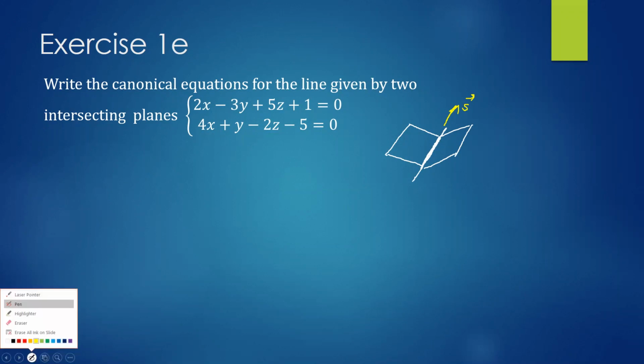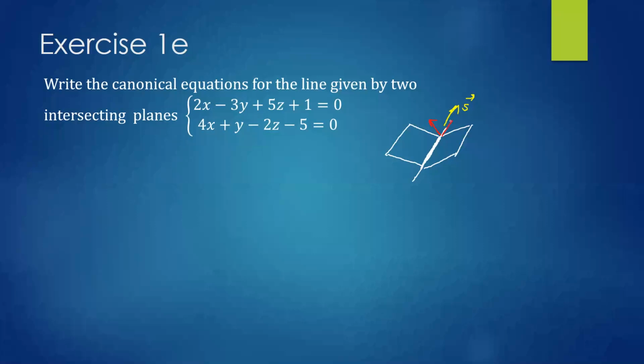Now, what I do have really from these equations are the two normal vectors. I have the normal vector of one plane and I have the normal vector of the other plane. So what is the relation between these three vectors? The normal vector of the first plane, the normal vector of the second plane, if this is plane 1 and this is plane 2.